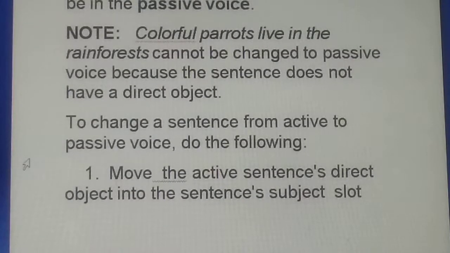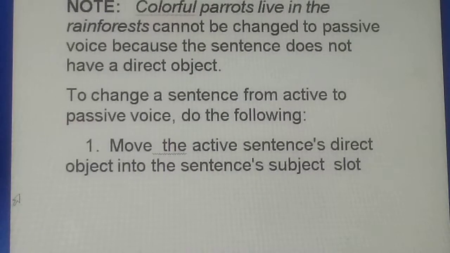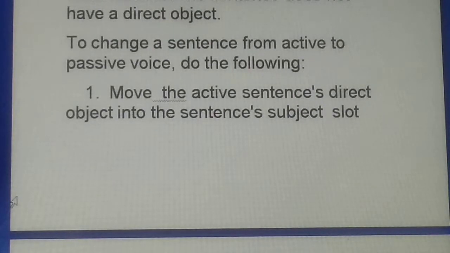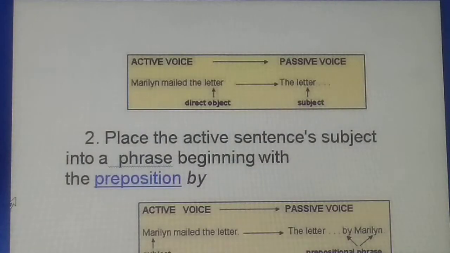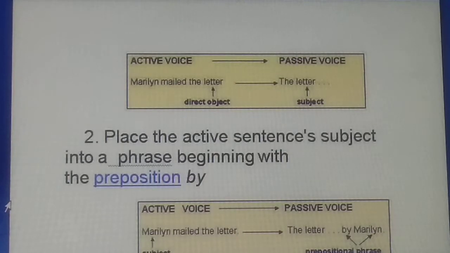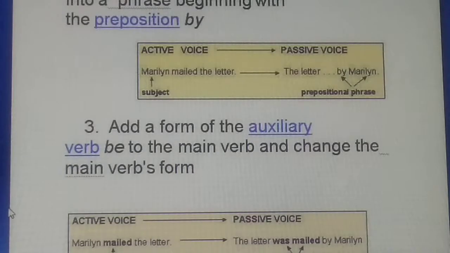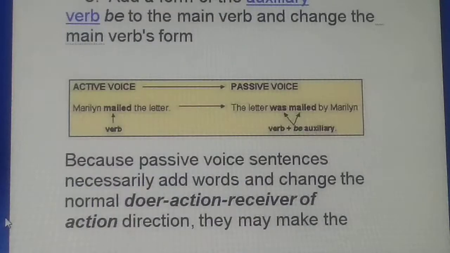To change a sentence from active to passive voice, do the following. Let's see what's that. Move the active sentence's direct object into the sentence's subject slot. Okay, active. Marilyn mailed the letter. It has a direct object, that is letter. Place the active sentence's subject into a phrase beginning with the preposition by. Marilyn mailed the letter. The letter was mailed by Marilyn. Add a form of auxiliary verb be to the main verb and change the main verb's form. Marilyn mailed the letter. The letter was mailed by Marilyn.